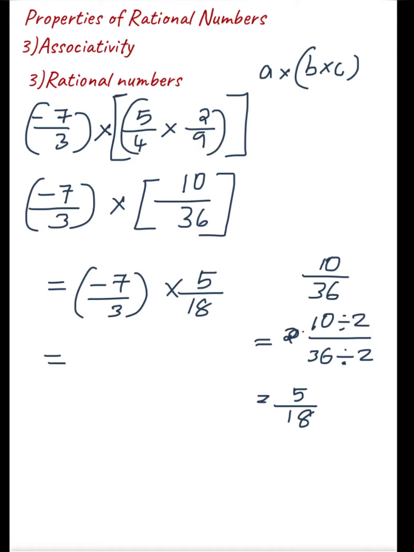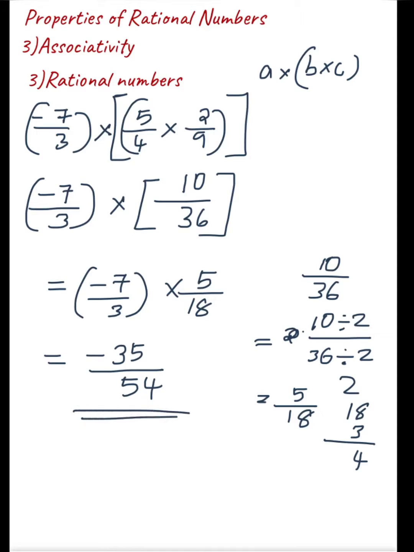Now you can just multiply the numerators and denominators. So minus 7 into 5 means what? Minus 35. Minus 35 divided by what is 3 into 18? 3 into 18 or 18 into 3. What will be the answer? Answer will be 54. So minus 35 by 54 will be the answer. Okay. Now let's check what?